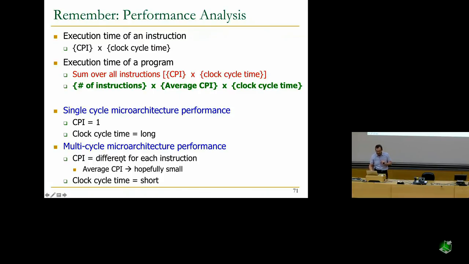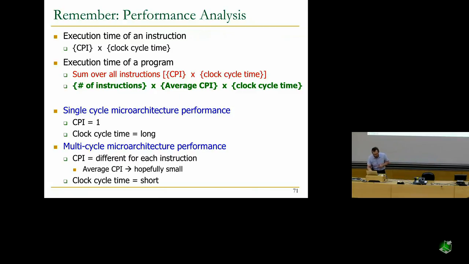Multi-cycle microarchitecture, CPI is different for each instruction. Average CPI is hopefully small. So if you're a good designer, a good architect, you make average CPI as small as possible by focusing on those bottlenecks. So you go through the biggest bottleneck, and then something else becomes a bottleneck. Now you optimize that instruction. And then something else becomes a bottleneck. Now you optimize that instruction. Eventually, hopefully, you optimize so much that there's no single big bottleneck. Everything is relatively equal, and your improvements will not be as high if you do a big improvement.